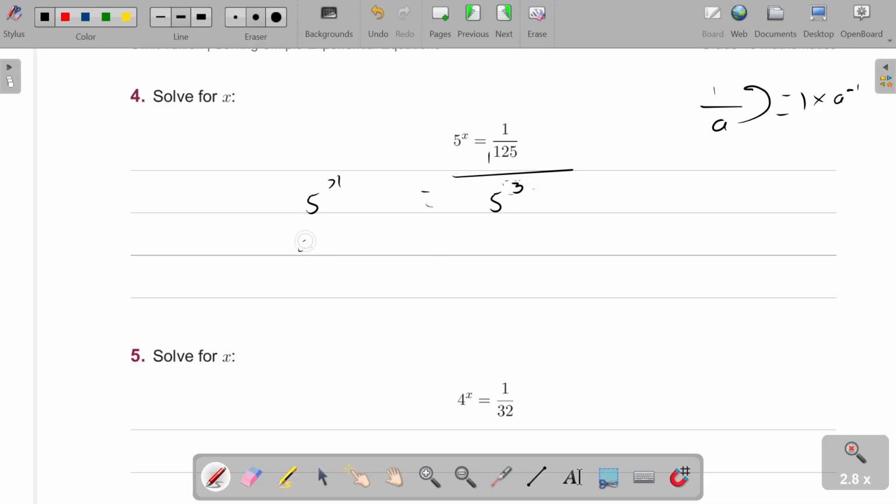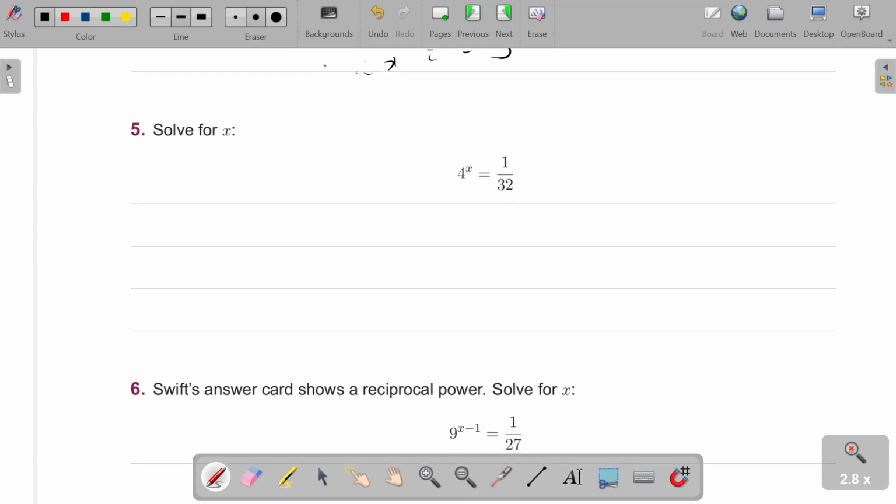So that means that therefore 5 to the power of x is equal to 5 to the power of -3. And then therefore x must be equal to -3. And yet again, you can verify this by plugging it into your calculator and seeing that you get the same solution. Okay, that's that. Then the next portion is going to be question 5.